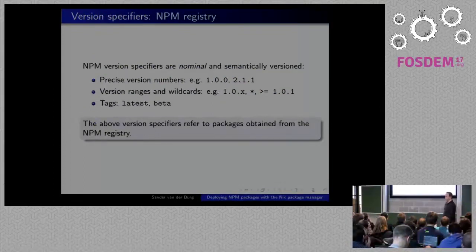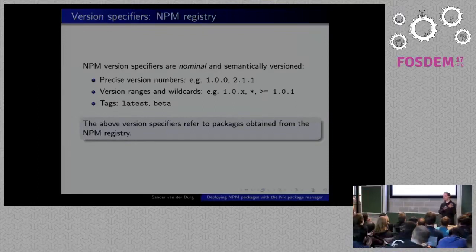Version numbers in NPM are basically semantically versioned. That means they consist of 3 version components having a specific meaning. And these version numbers are typically used to refer to packages in the NPM registry. You can use precise version numbers, which refer to one specific version in the NPM registry, but you can also use version ranges. So you can specify things like I want the version of this package to be 1.0.1 or higher or something like that. You can also use tags, and tags indirectly resolve to version numbers.